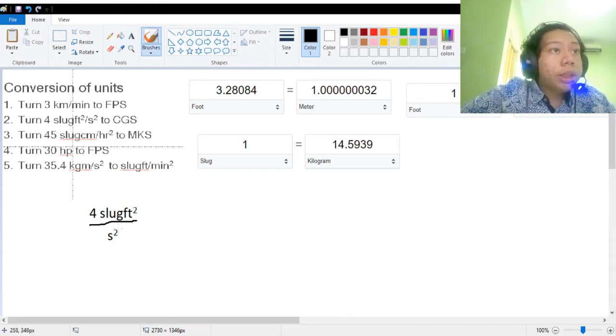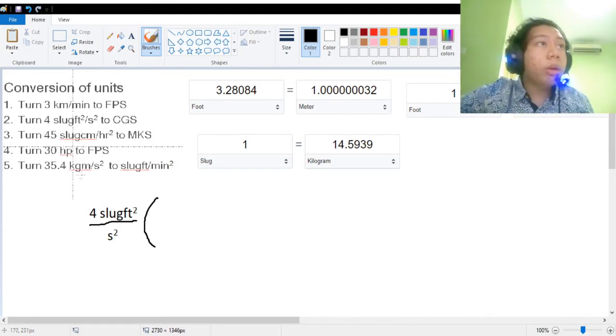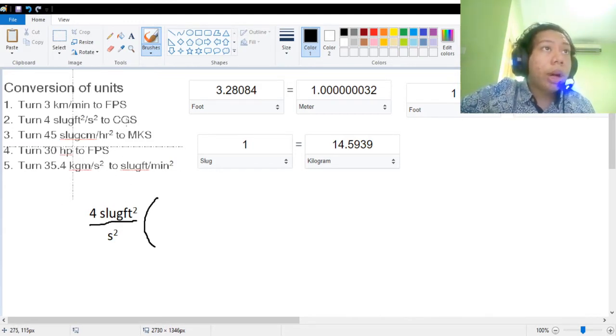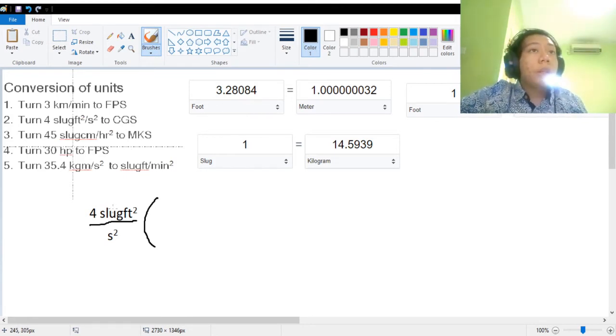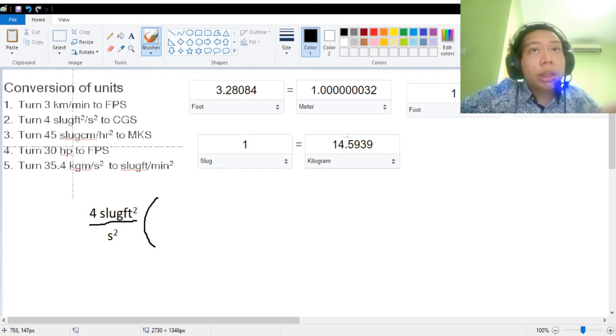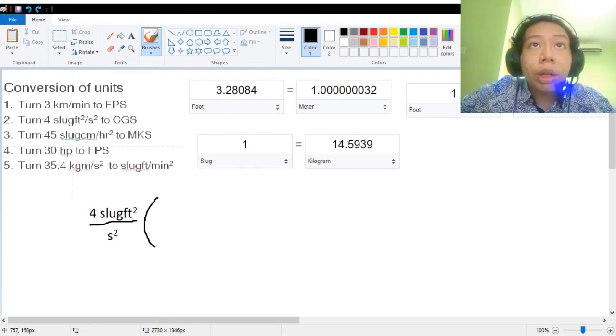So we don't need to convert the second to anything because this is the standard unit for time in CGS, whether it is FPS, CGS, or MKS system. They use second as their time unit. So the first thing is to convert slug to grams. So in order to convert slug into grams, we first convert slug into kilogram, and one slug is approximately 14.59.